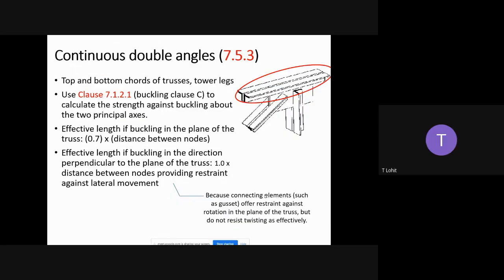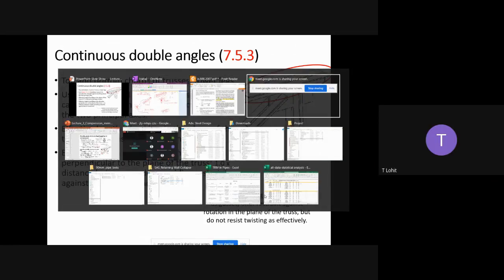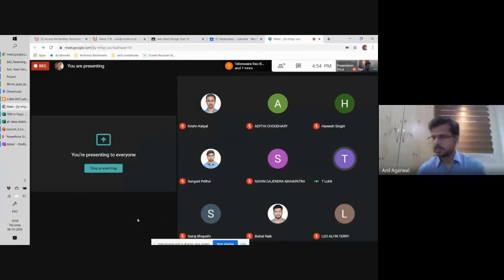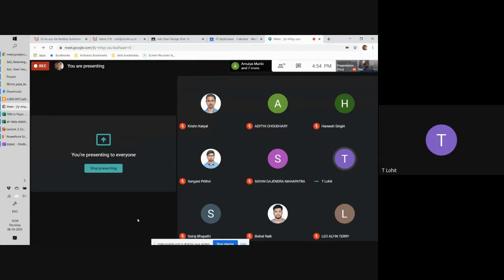Sir, I have one question. Since we attach the angles back to back, the moment of inertia about that axis will be improved, no, sir? Yes. So buckling about that axis, can it happen? Even though a gusset plate doesn't have the stiffness in that axis, but angles.